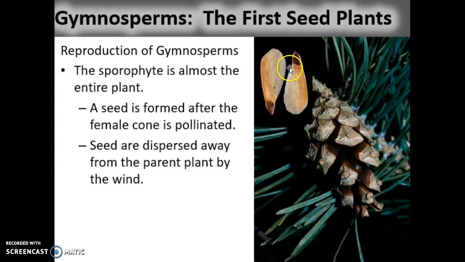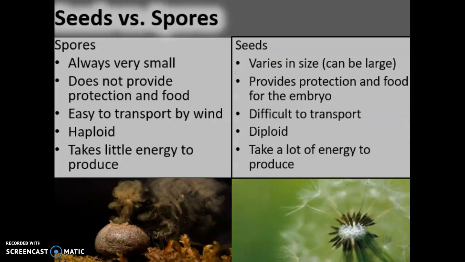Again, just like with the pollen grains, we see wings on the seed. And that's because the seeds are also dispersed away from the parent plant via wind. So gymnosperms are completely reliant on wind for reproduction rather than water. The last thing I want to talk about today is the differences between seeds and spores.